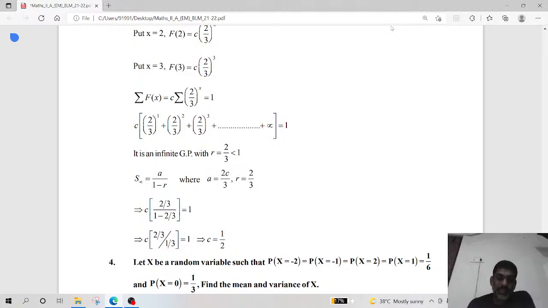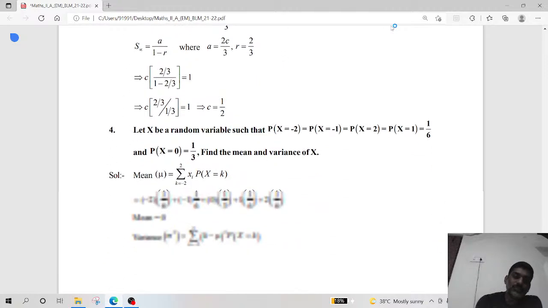Next, let x be a random variable such that P(X = -2), P(X = -1), P(X = 2), P(X = 1) are all equal to 1/6, and P(X = 0) is 1/3. Find the mean and variance of X.